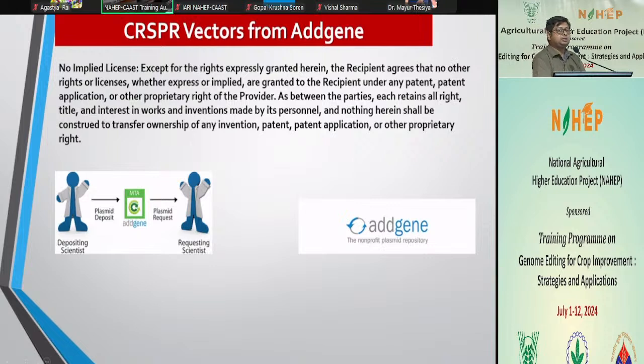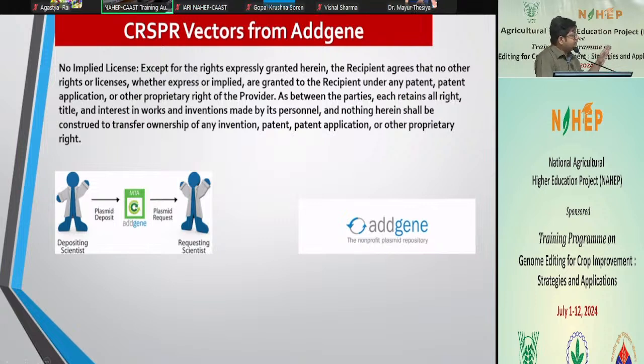Everybody gets vectors from Addgene to start the work. But are the Addgene vectors free of intellectual property? No, they are not. There is no implied license. I am not going to read it, but the gist of this is that Addgene is just a repository. There is a depositing scientist and a requesting scientist, and the plasmid is deposited and requested, and an MTA, the material transfer agreement, is signed.